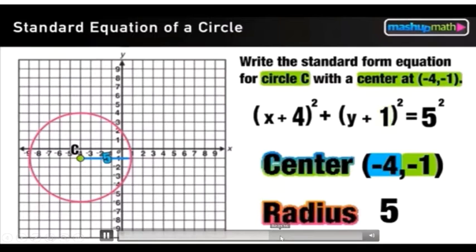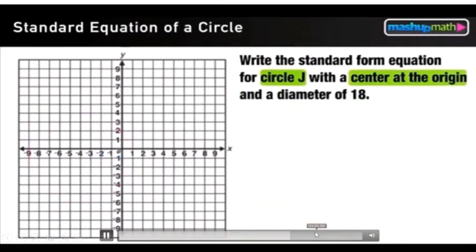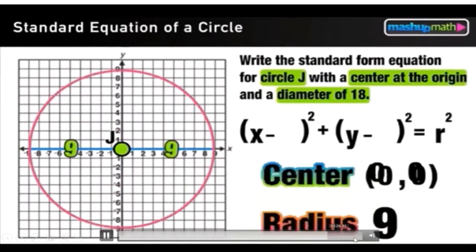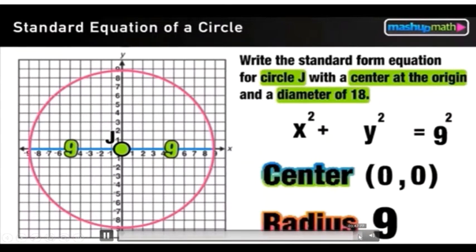-4 and -1. We have that. We substituted the values for it. Okay.